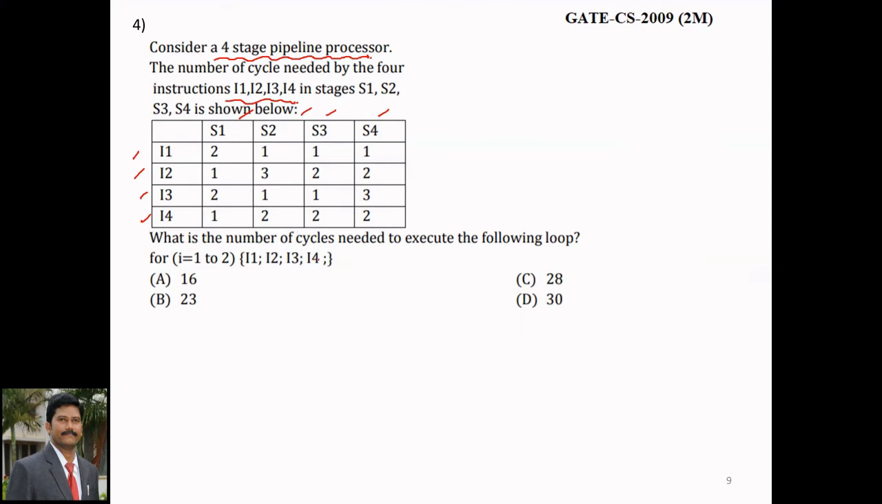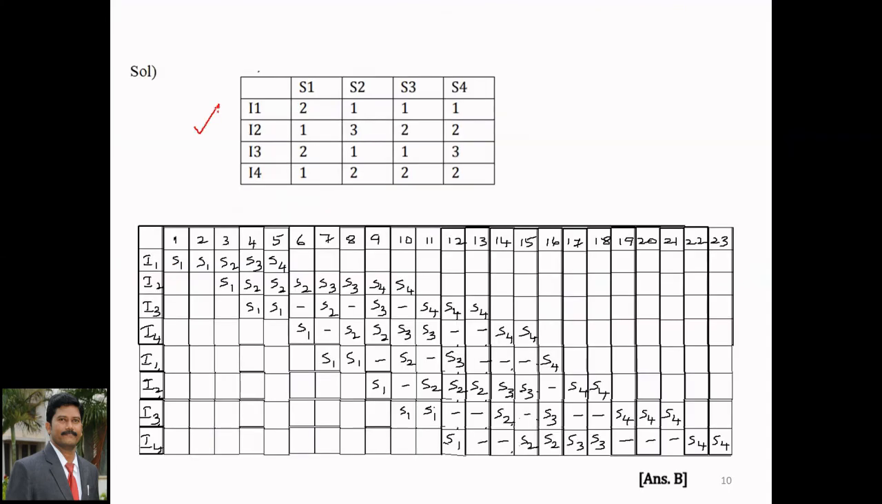What is the number of cycles needed to execute the following loop? I equals 1 to 2, that means the first iteration and the second iteration also have to be done. For I1, I2, I3, I4, these 4 stages have to go through 2 iterations, so how many clock cycles are needed? We need to run I1, I2, I3, I4 and then I1, I2, I3, I4 again. At the first clock cycle what is happening? The S1 stage is entered. Instruction I1 takes 2 clock cycles in the S1 stage, that's why S1 S1.